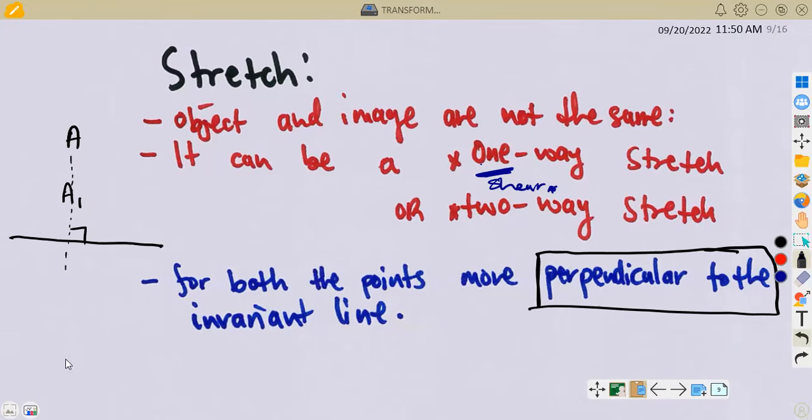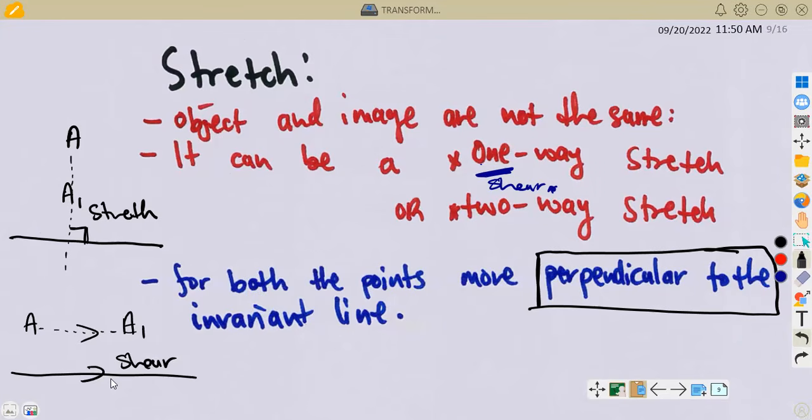But you saw that last time, A and A1 were moving like this. This was A, this was A1. The points were moving parallel to the invariant line, which means these lines will never meet. But under stretch, they are going to move perpendicular. So when they create 90 degrees, you know that one is a one-way stretch. Parallel to the invariant line, you know that one is a shear. So these are the differences that we are going to note between one-way stretch and shear.